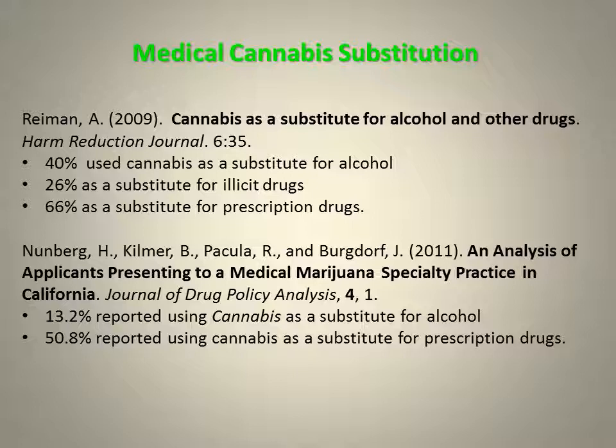Substitution amongst medical cannabis patients was also documented in a few studies by my colleague Amanda Ryman, most recently in a 2009 study of 350 medical cannabis patients in California. In that study, 40% of participants reported having used cannabis as a substitute for alcohol, 26% as a substitute for illicit drugs, and 66% as a substitute for prescription drugs. The most common reasons for substitution were again cited as less adverse side effects and better symptom management with cannabis.